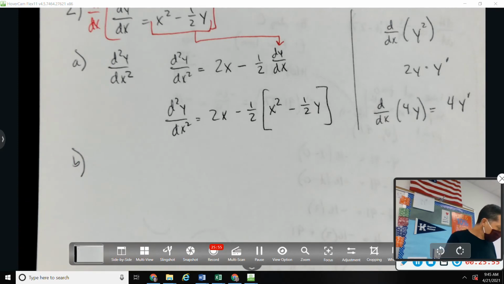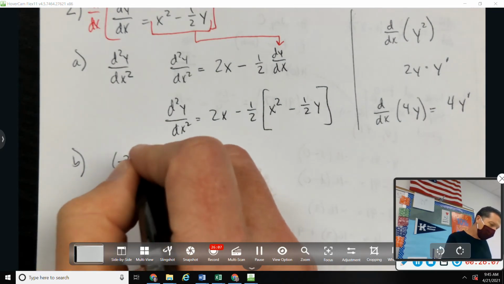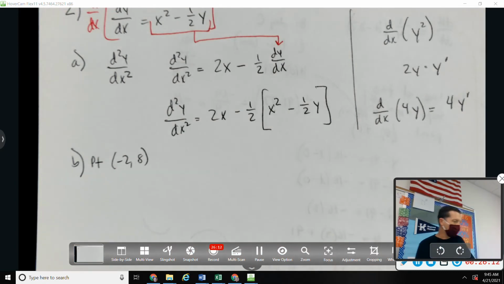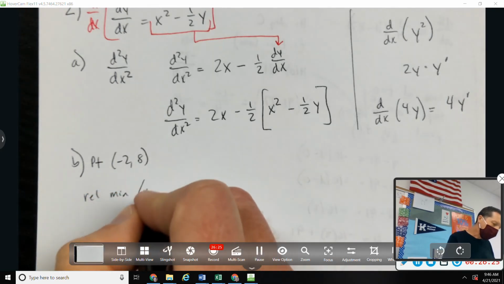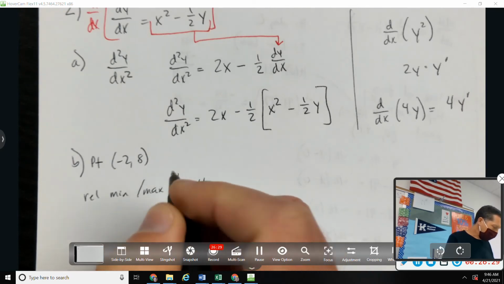Part B. Let y equals f of x be the particular solution to that differential equation whose graph passes through the point (-2, 8). I sense a tangent line coming on because they just gave me a point, and we've got a derivative. Does the graph of f have a relative minimum, a relative maximum, or neither at (-2, 8)?